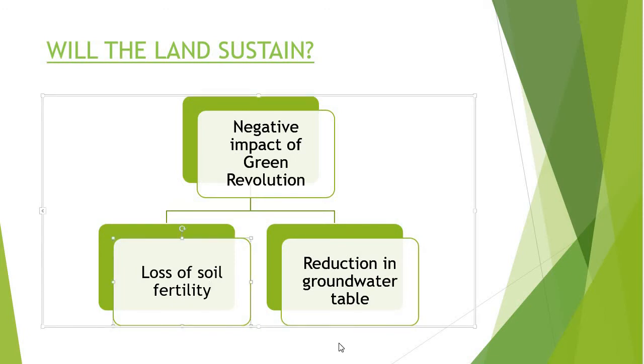After that, there was also reduction in groundwater table. Because a permanent means of irrigation was required and in modern farming method, a huge amount of water was required. As a result, the water table reduced to a great extent because whatever was used up for irrigation was not completely replenished by rainfall.